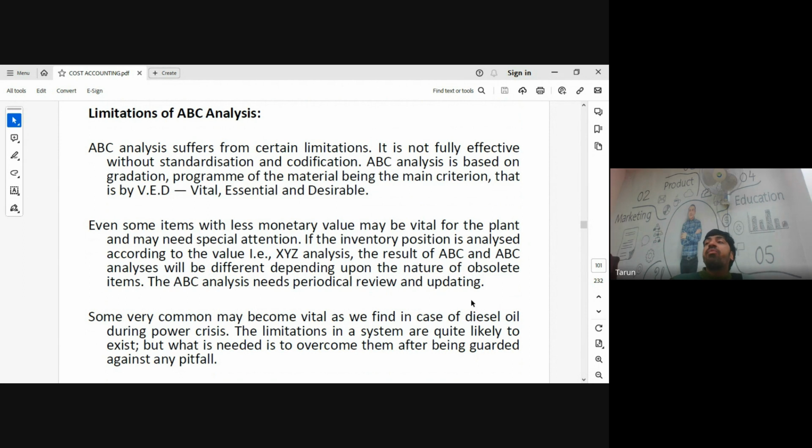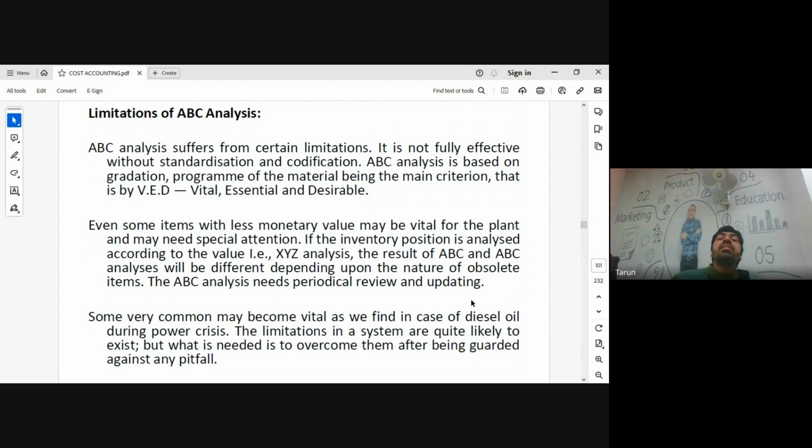It's just for some items which cannot be classified. For example, rice or wheat cannot be classified because they always have a low monetary value, and of course they need special attention where ABC analysis will not be applied. In fact, they need a special periodical review and updating process.